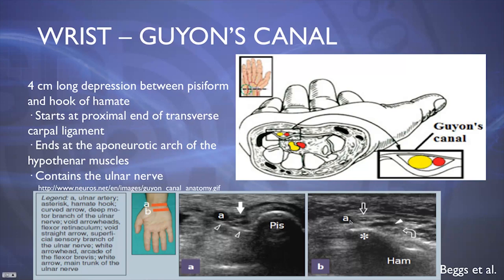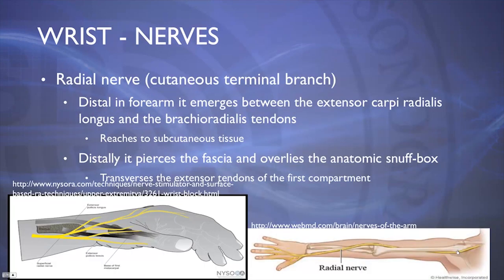And then lastly is the radial nerve. In our protocol, we're not asked to look at the radial nerve for the wrist, but technically you can see it. It's more near compartment 1, more on the dorsal aspect, but given that it's a nerve, I thought I would still put it in this category.